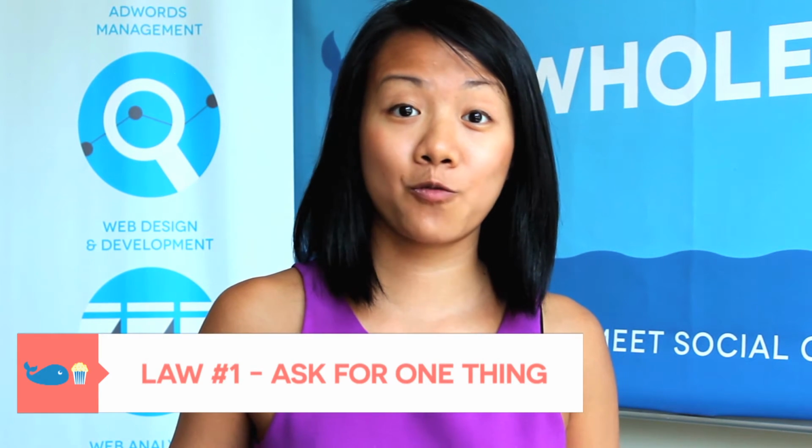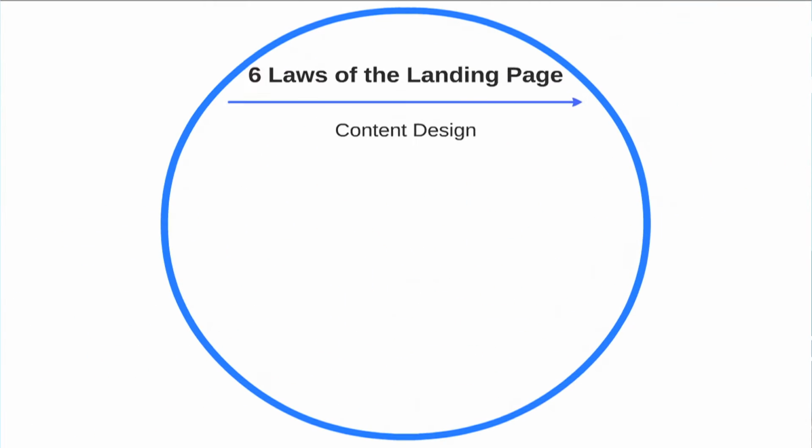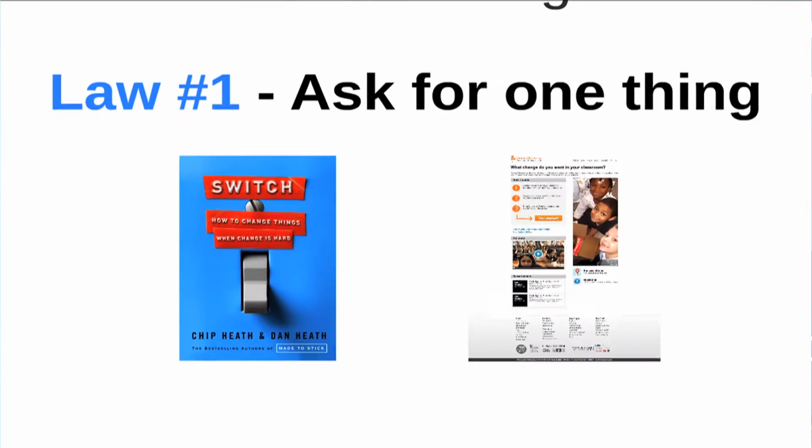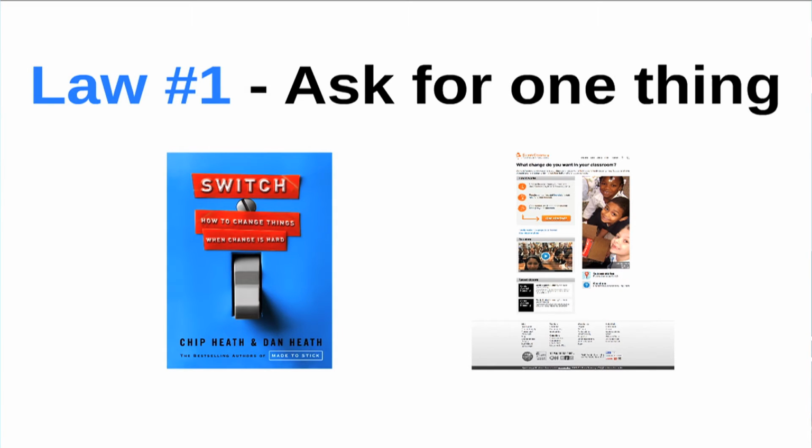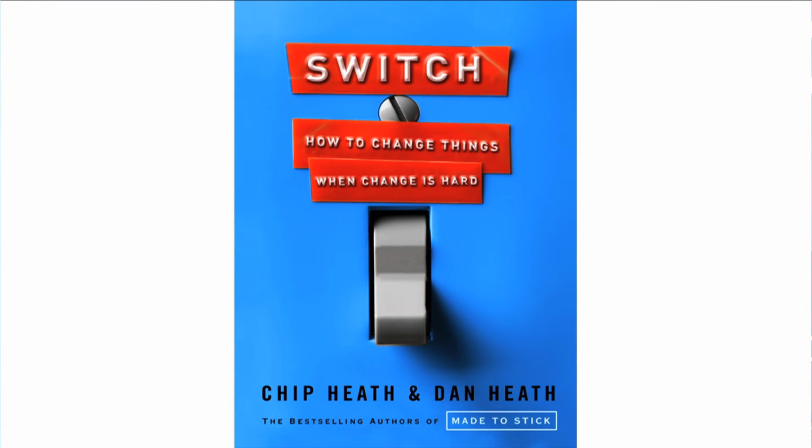Keeping the behavior model in mind, now let's jump into the 6 laws of the landing page. Let's start with content design. Number 1, ask for one thing. There's this book by the Heath brothers called Switch, and it's really popular here at WholeWhale. And the authors point out that sometimes users don't take action not because they're lazy, it's just because they're confused. And so we can avoid this confusion by asking users to only do one thing.